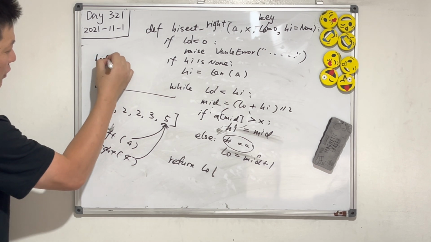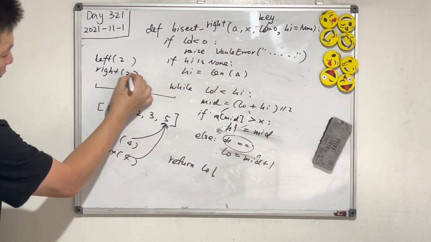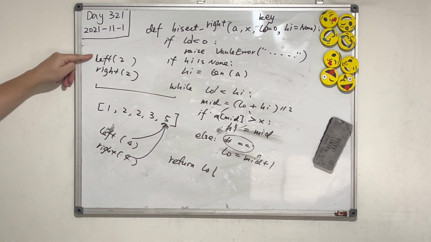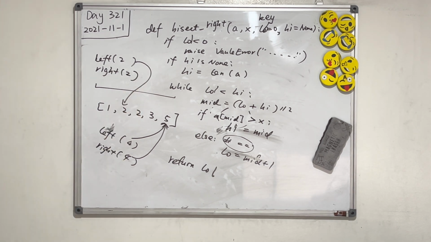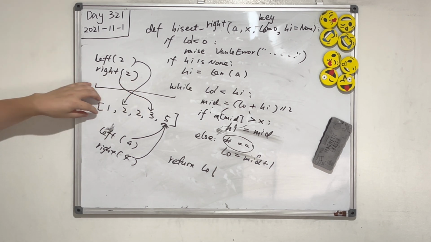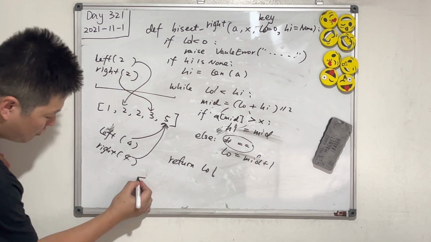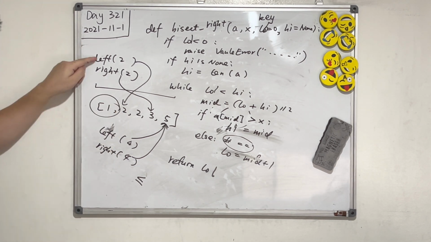Bisect left, but there's two 2s. Where's bisect left 2? Which one is it going to be? The first 2, yeah, because I said 2. And bisect right? The second 2. The right, okay, this is before. Where is it? 3. So why? Because for the left half, all the elements will be only smaller, right?